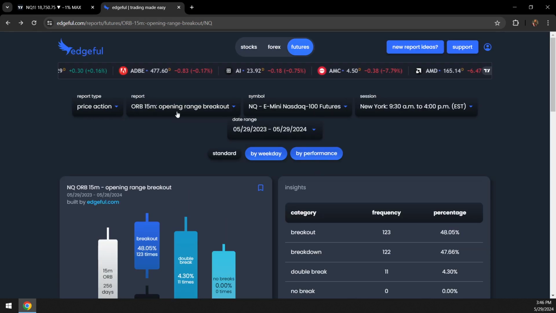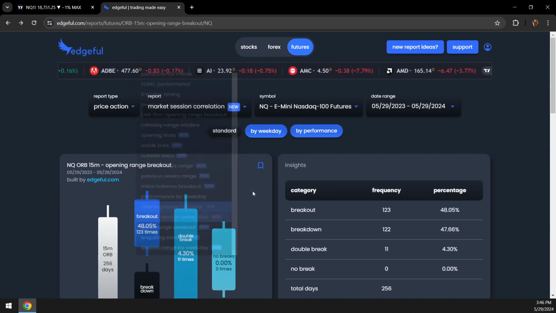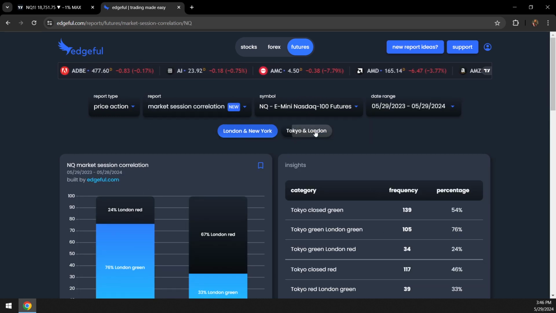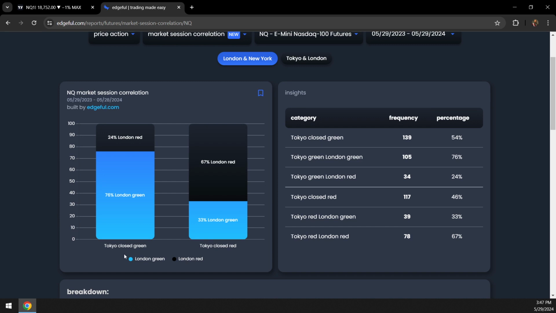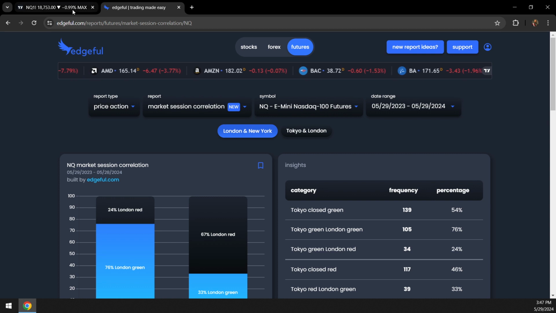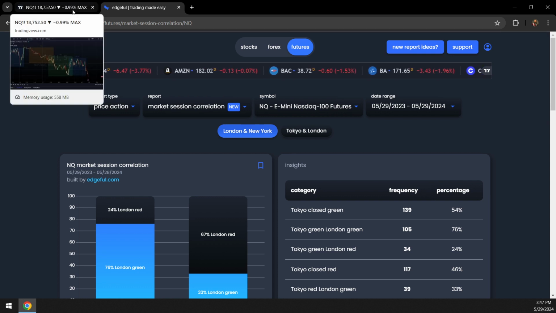Go back one second. Let me pull it back up. I double clicked there. Tokyo and London. Tokyo closes red, London's usually red as well, about the same statistics. And you look at this, it tells you how many times it's happened, right? And it can even tell you how many times, like Tokyo green, London red, Tokyo green, London green. You can actually break it down, so you can really see that and just add some extra data in there.